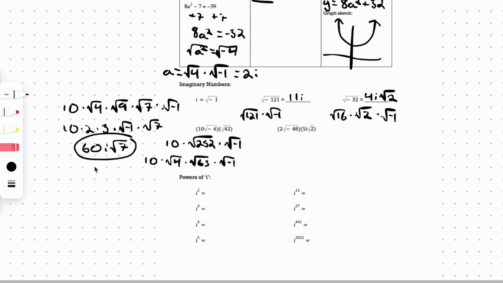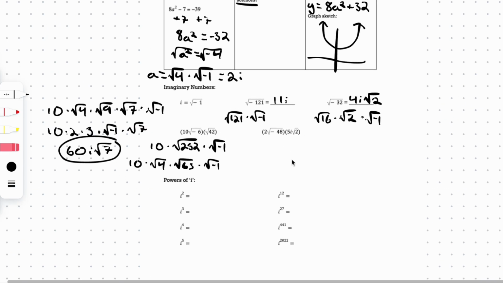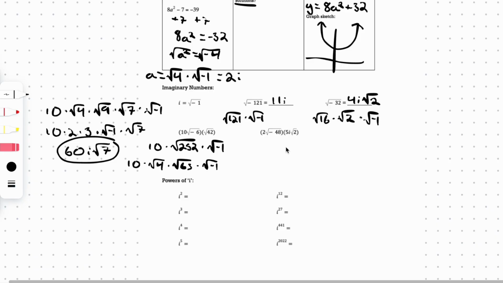Okay, and you can use that same strategy over here. You know what, actually, let's do this one together because it does have an i. Okay, so first we try to break down root 48. You know what, let's actually multiply these two roots together. Since we're multiplying these two together, we can use the associative property. So it does not matter what order we write everything in. We're eventually going to multiply everything together.